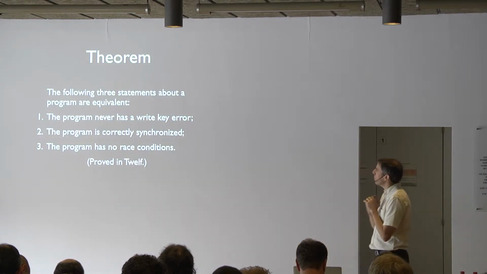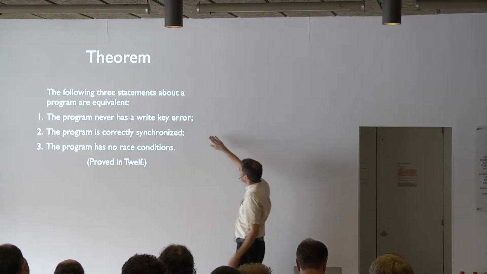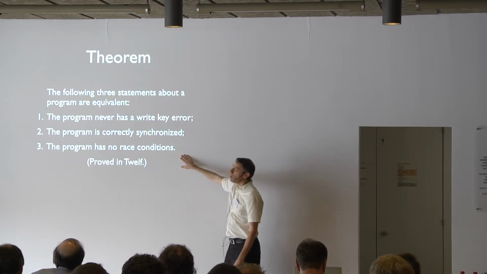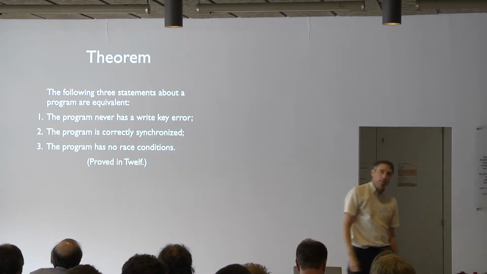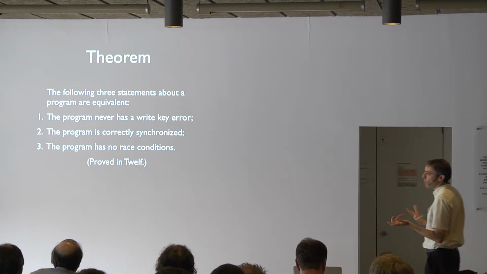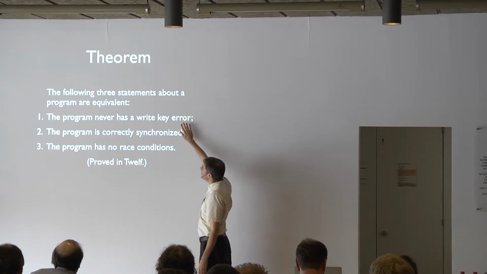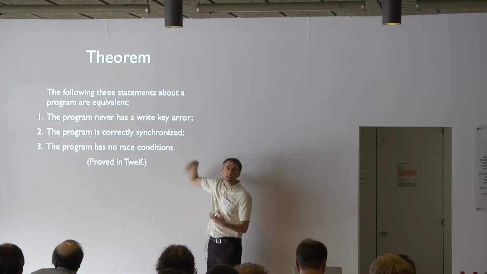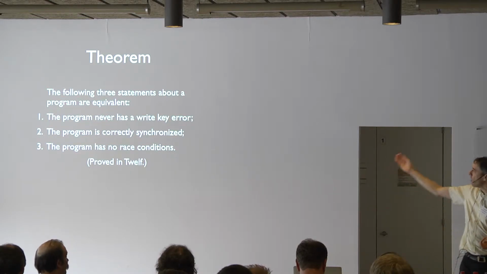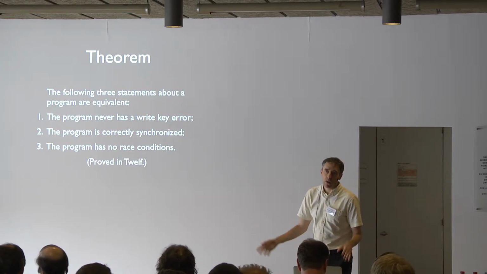With the semantics, we're able to prove this equivalence: if the program never has a write key error, then it means the program is correctly synchronized. And that means that the program has no race conditions. And this is a rather nice equivalence. It allows you to program your type system on whichever one is the most convenient for you to work with. So if you want to use a write key error, which is what we used, you just need to ensure that you have the right keys you need to read anything or write anything, and then the other ones just fall out. You know that therefore you'll have correct synchronization and no race conditions. And we proved all this in 12.